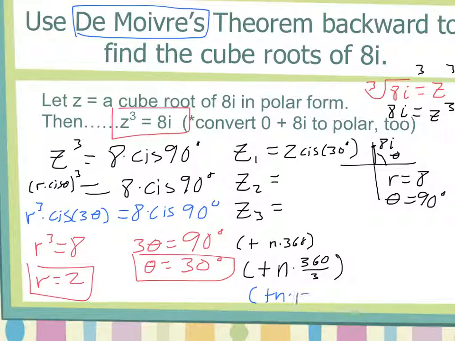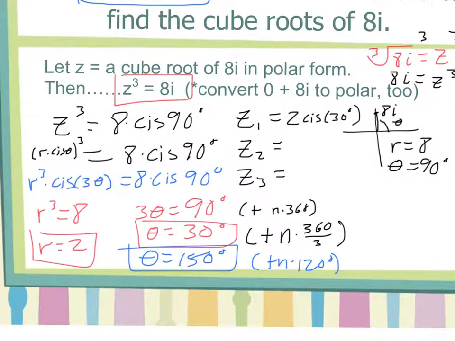Rather, I take 360 and divide by 3. I need to look at multiples of 120. Okay? So in addition to 30 degrees, I add 120, 150. That's an angle that I need. I add it on there one more time. 270 is an angle I need as well.